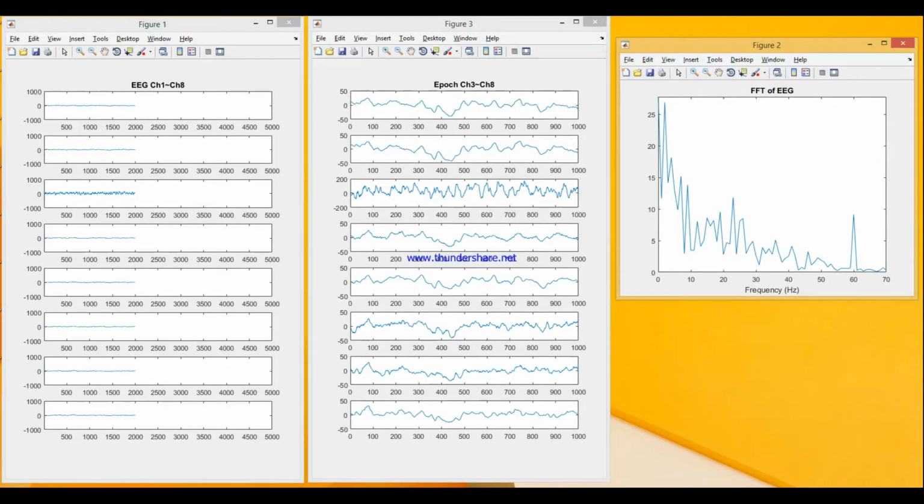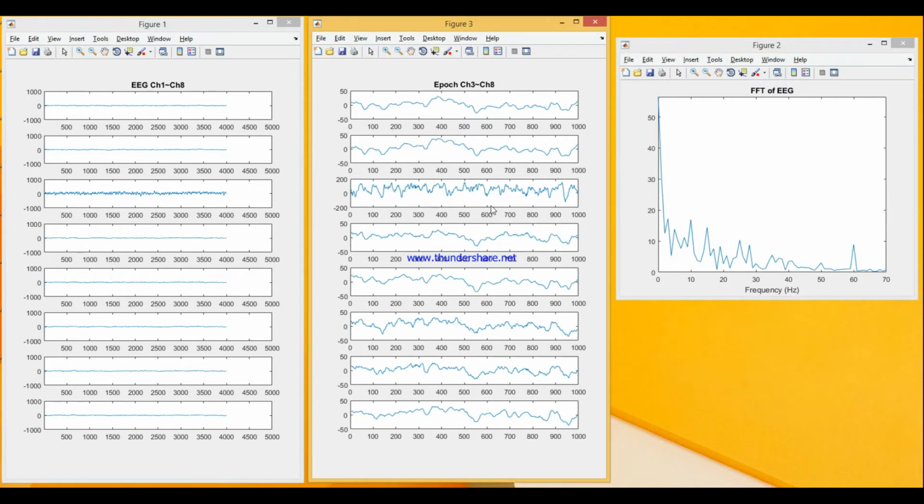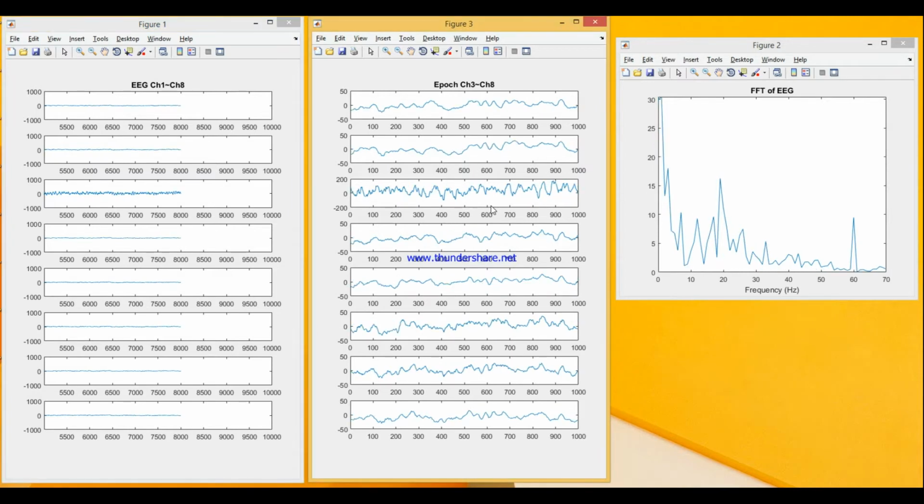And here we have a quick MATLAB demonstration where we have the EEG signals from the 8-channel headset, and we extract certain intervals from all those signals into epochs. And using these epochs, we get the power spectrum of the EEG signals by using fast Fourier transform. And it continues.